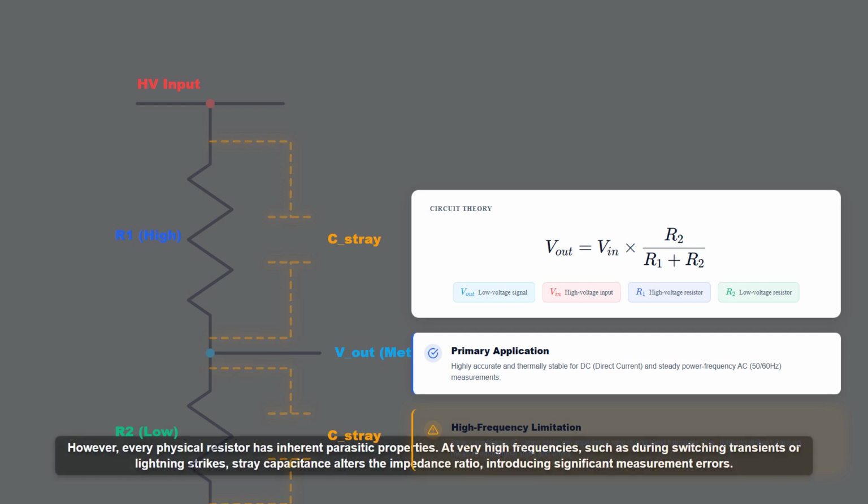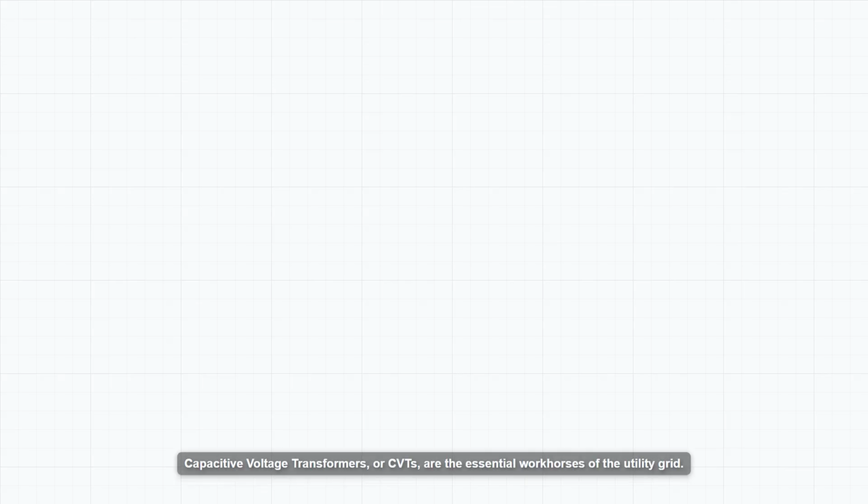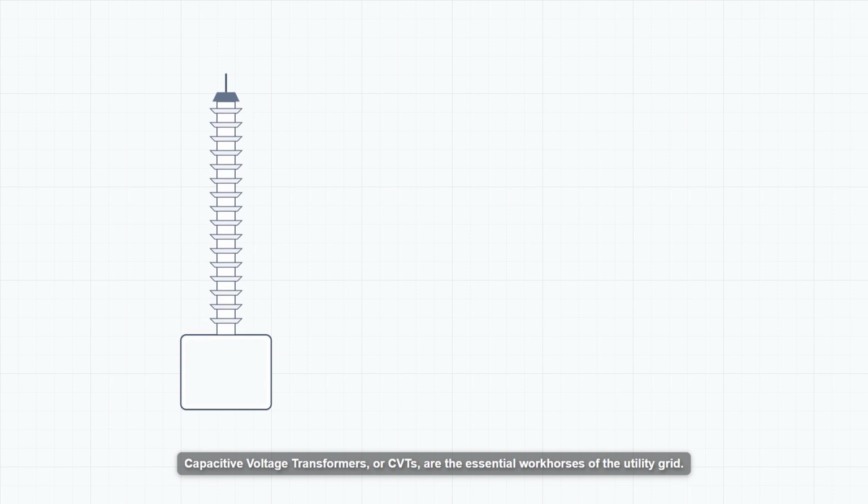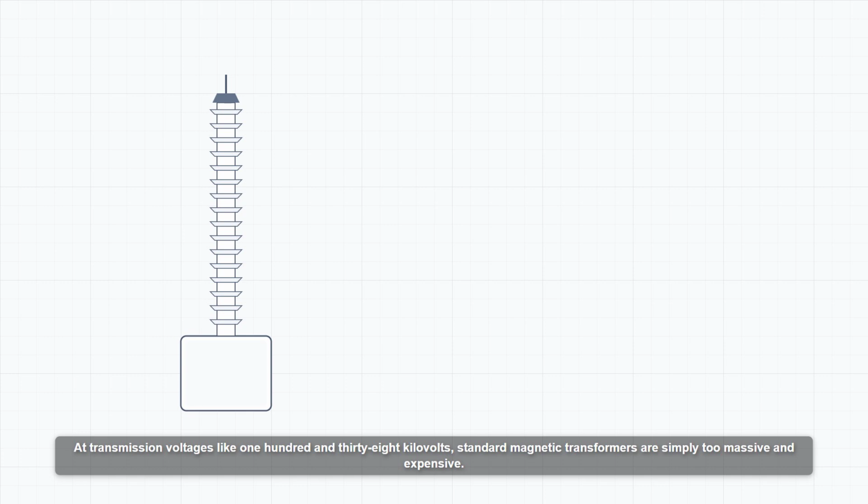However, every physical resistor has inherent parasitic properties. At very high frequencies, such as during switching transients or lightning strikes, stray capacitance alters the impedance ratio, introducing significant measurement errors. Capacitive voltage transformers, or CVTs, are the essential workhorses of the utility grid at transmission voltages like 138 kilovolts. Standard magnetic transformers are simply too massive and expensive.